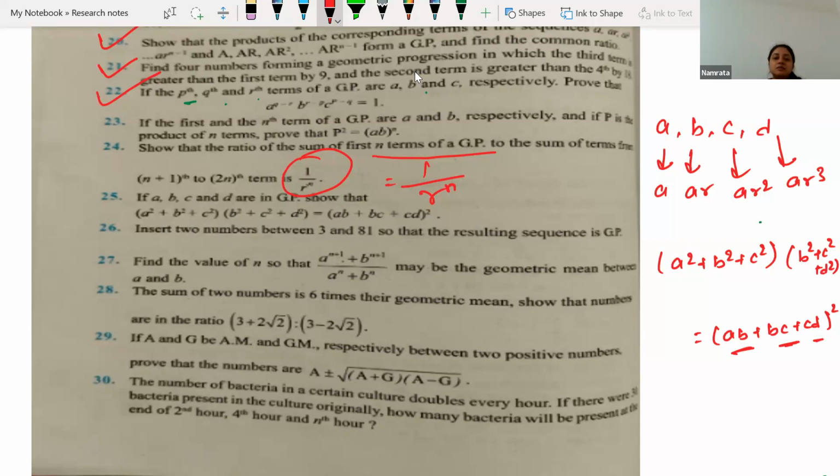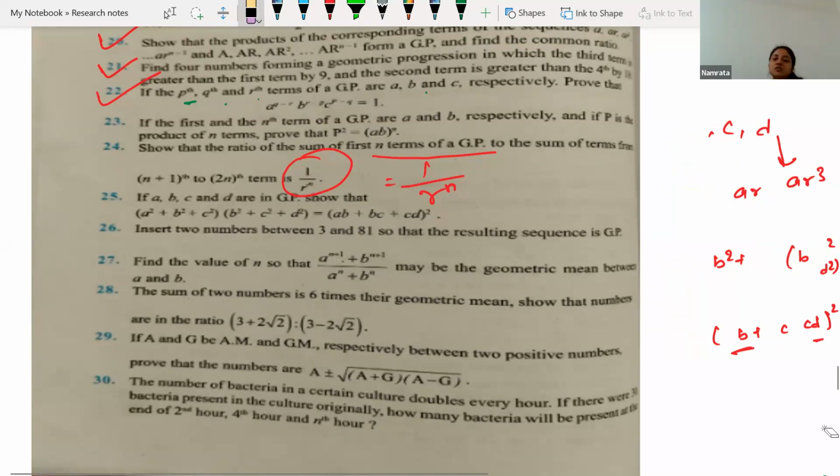Okay, Lina, will you be able to do that? Yes, ma'am. Here a bit of calculation you have to do. And if it is possible to take out common r or something, please do that. You will be able to do that.